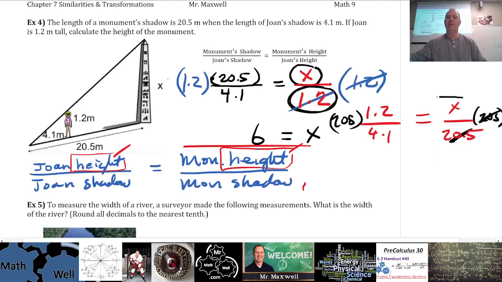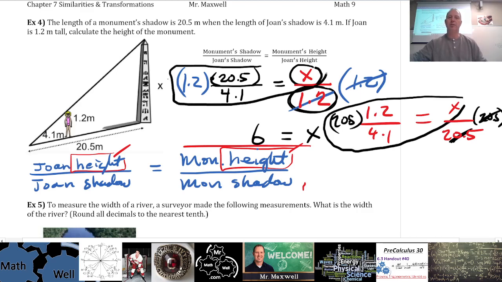And look at what x equals in this method. x equals 20.5 times 1.2 divided by 4.1. And that's exactly the same thing that we had in the first method. You see that? It's just that the things you're multiplying are switched around, and that's totally fine. You can do that.